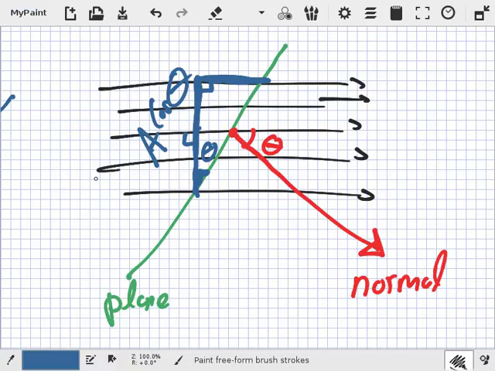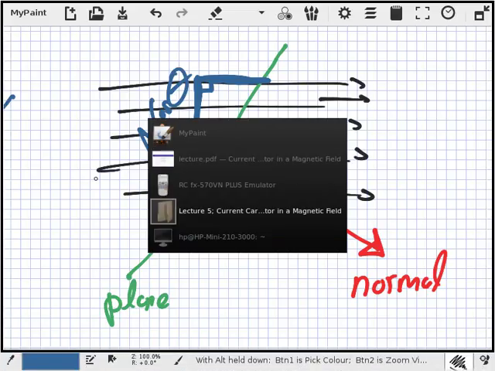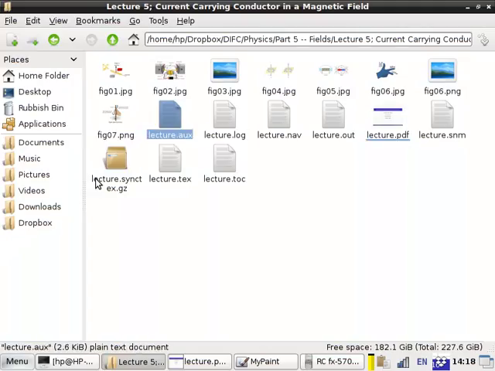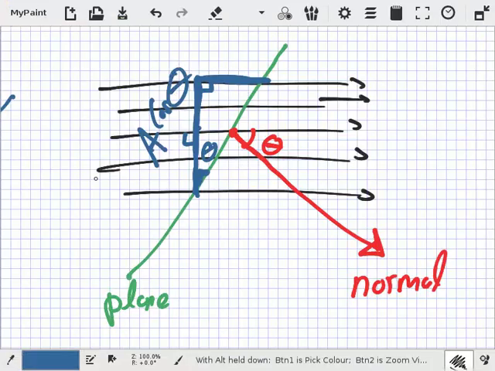So theta, they always give it. Yeah, they always give it as the one for the normal anyway. That's why there's a mistake with my question. I should have said that in it. And for the F0 sine theta, the current has to be perpendicular to the B, basically. Yeah.